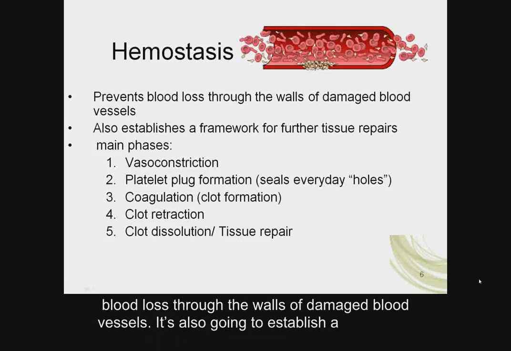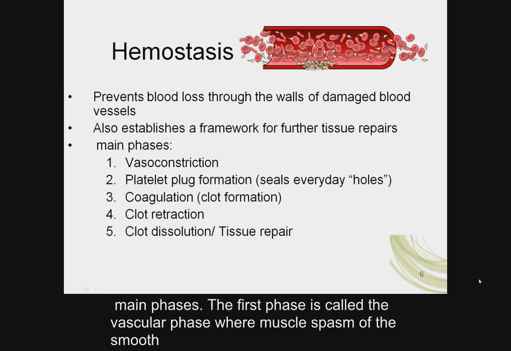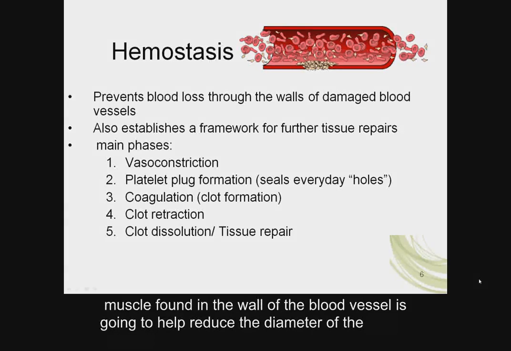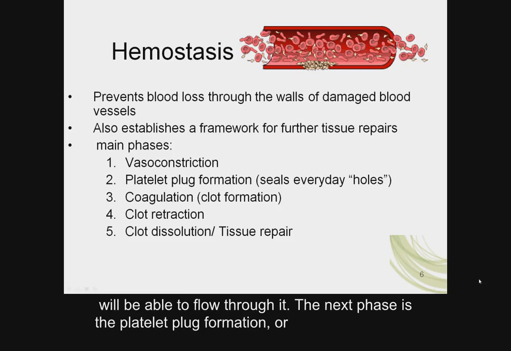Alright, so hemostasis. Its purpose, of course, is to prevent blood loss through the walls of damaged blood vessels. It's also going to establish a framework for tissue repairs, which I've already discussed briefly. There are 5 main phases. The first phase is called the vascular phase, where muscle spasm and the smooth muscle found in the wall of the blood vessel is going to help reduce the diameter of the blood vessel. This is known as vasoconstriction. Obviously, a reduced outlet means less blood will be able to flow through it.